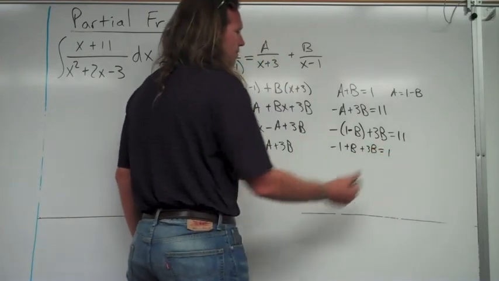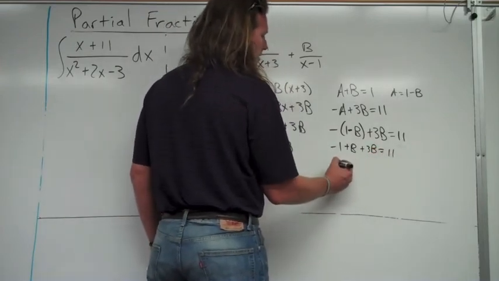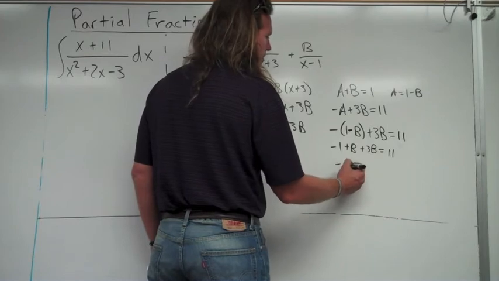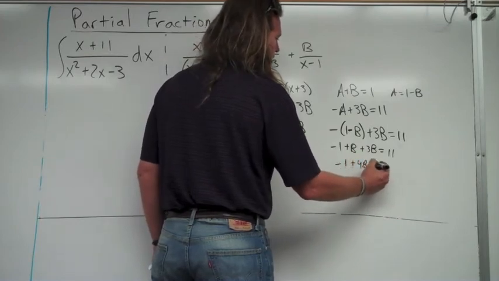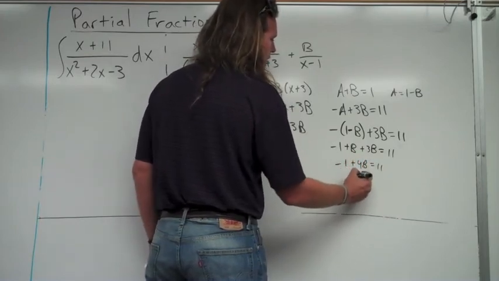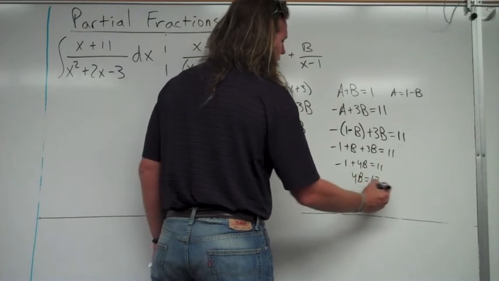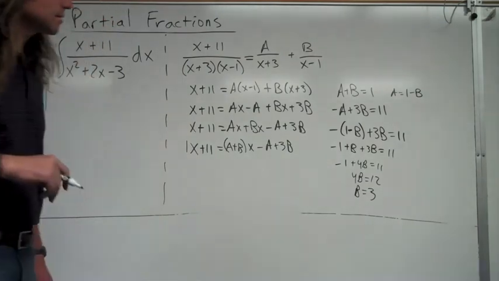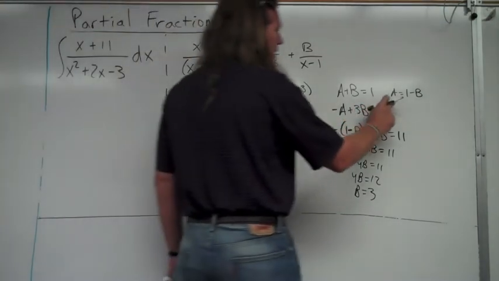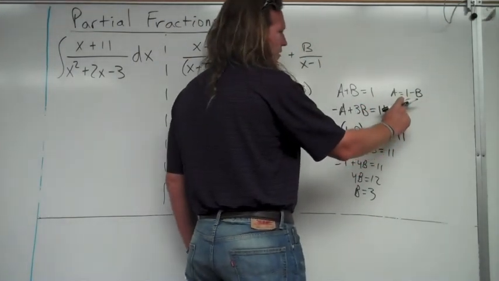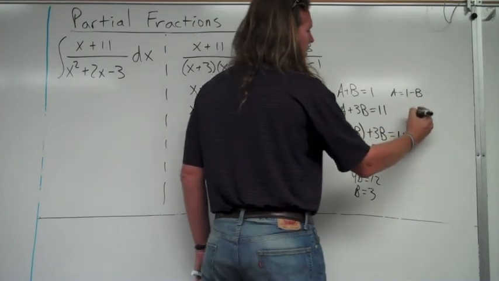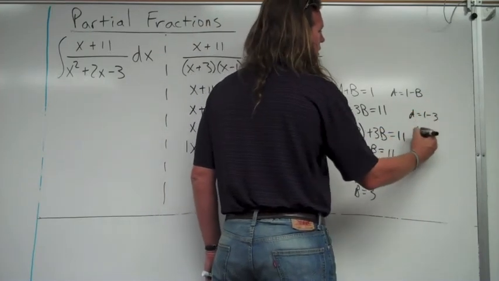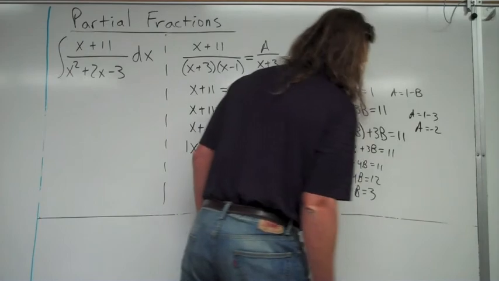So now I'm just solving for B. I'm going to get −1 + 4B equals 11. Add 1 to both sides. 4B equals 12. So therefore B is going to be equal to 3. To find out what A is, I can put that back up here. I'll put 3 in for B, so I have A equals 1 − 3. That means A is equal to −2.